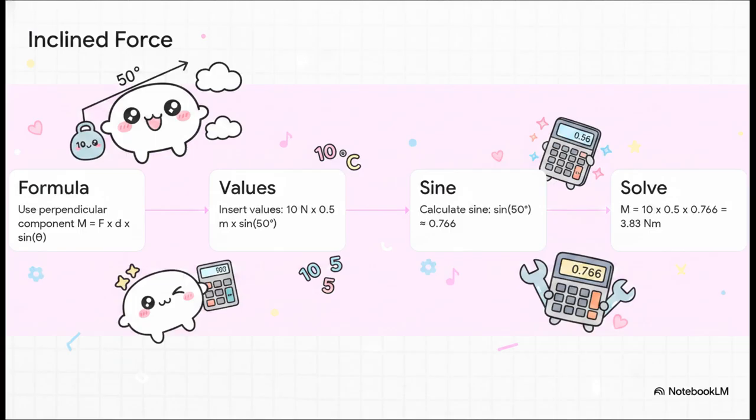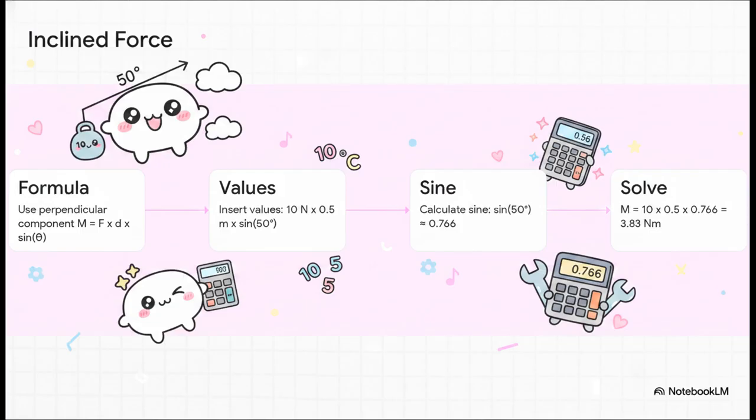For example, say we have a 10 Newton force applied at a 0.5-meter distance, but it's coming in at a 50-degree angle. Our golden rule here? Only the perpendicular component matters. Step 1, we just modify our formula to M equals F times D times sine theta. Step 2, plug in our numbers, 10 newtons, 0.5 meters, and sine 50. Step 3, sine 50 is roughly 0.766. Step 4, multiply the whole shebang out, and we isolate the true moment, which is 3.83 Newton meters.